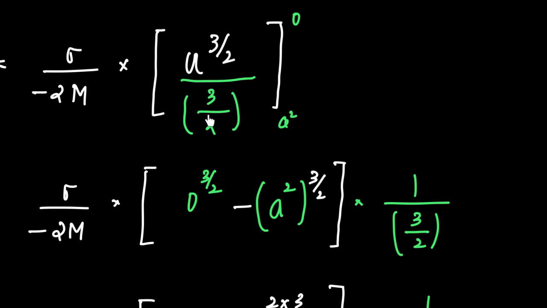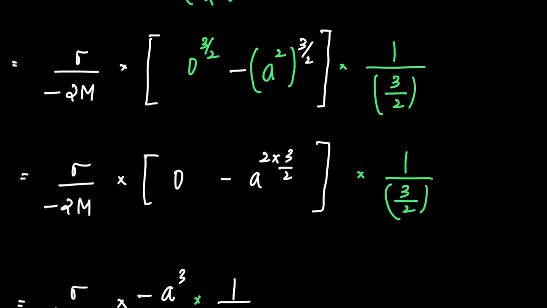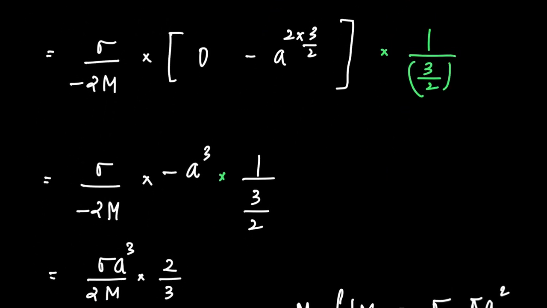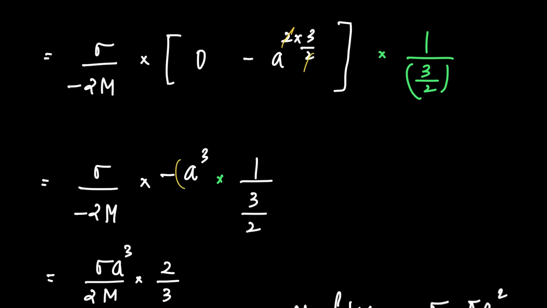So I'll take 1 by 3 by 2 as constant and multiply it as 1 by 3 by 2. Upper limit is u to the power 3 by 2, which means 0 to the power 3 by 2 minus u is replaced by a square to the power 3 by 2. This becomes sigma by minus 2m into a square to the power 3 by 2, which is a to the power 2 into 3 by 2. 2 into 3 by 2, 2 by 2 is 1, is a cube. Don't forget this minus symbol over here, right? Into 1 by 3 by 2.